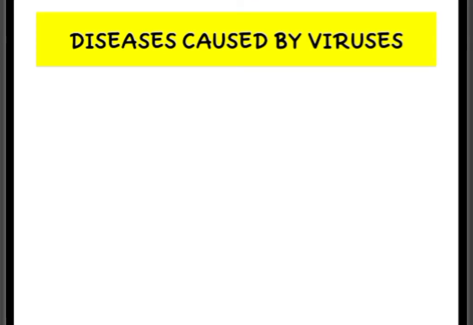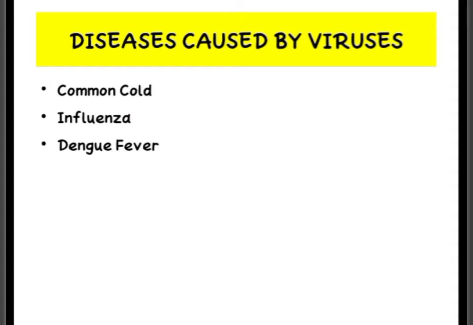Now children, let us learn about different types of diseases which are caused by viruses. The one and foremost example of a disease which is caused by a virus is the now trending or ongoing one, that is COVID-19. Okay. Some more examples are common cold, influenza, as we have always been reading about influenza, common cold, and also dengue fever. These types of diseases are generally caused by viruses.